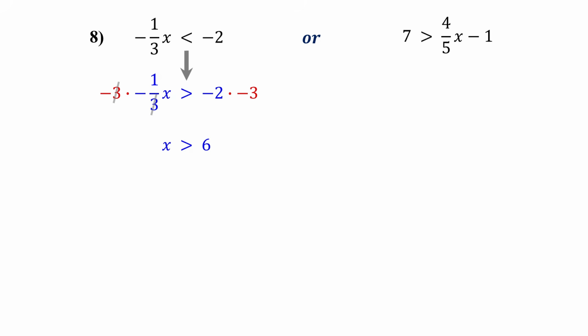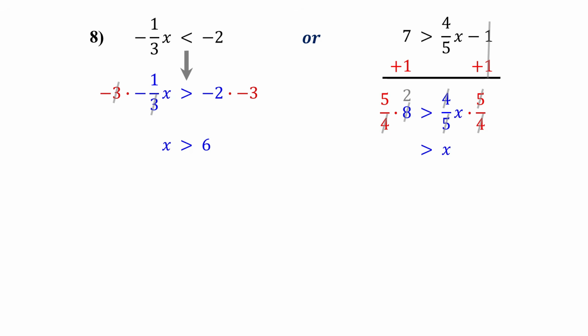Now for the second one, first isolate the variable term by adding 1 to both sides. On the right, the ones cancel, leaving 4/5 x. On the left, we get 8. Now to isolate x, multiply both sides by the reciprocal of 4/5, which is 5/4, right? On the right, the fractions cancel, leaving x. On the left, 8 divided by 4 is 2, and 5 times 2 is 10. So we have 10 is greater than x, which is the same as x is less than 10, right? That is the solution to the second inequality.